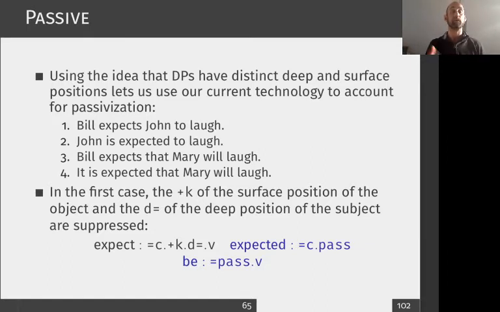Okay, so alongside 1, Bill expects John to laugh, that we just derived, we could also derive 2, John is expected to laugh, the passive version of sentence 1. We've passivized expect, and the object of expect raises to its subject position, becomes a derived subject. Likewise, Bill expects that Mary will laugh. The second frame that expects can occur in can also be passivized, but there we get it as the derived subject. Okay.